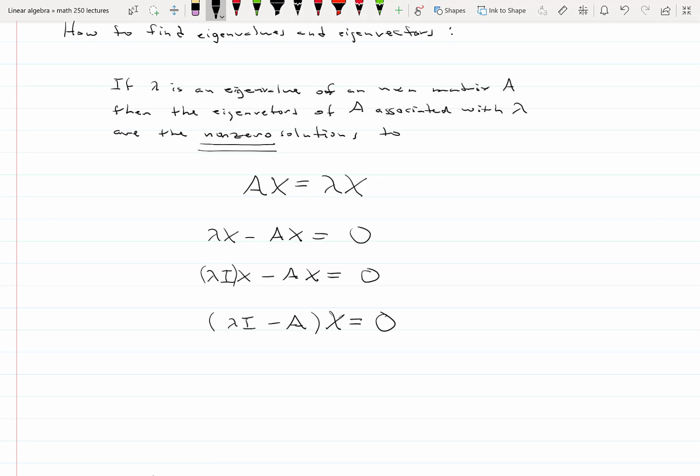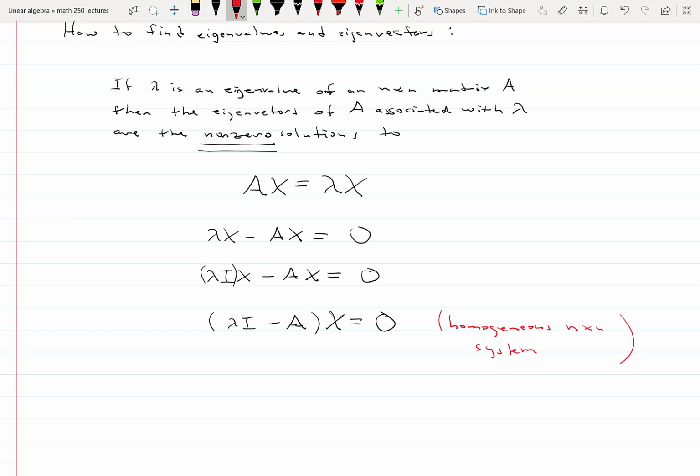And now I'm looking at a homogeneous system of equations with a really fancy coefficient matrix, lambda I minus A. This is sort of like writing the system of equations Bx equals 0, where the coefficient matrix is lambda I minus A. So what I have here is a homogeneous n by n system of equations. I'm going to write that here: a homogeneous n by n system.